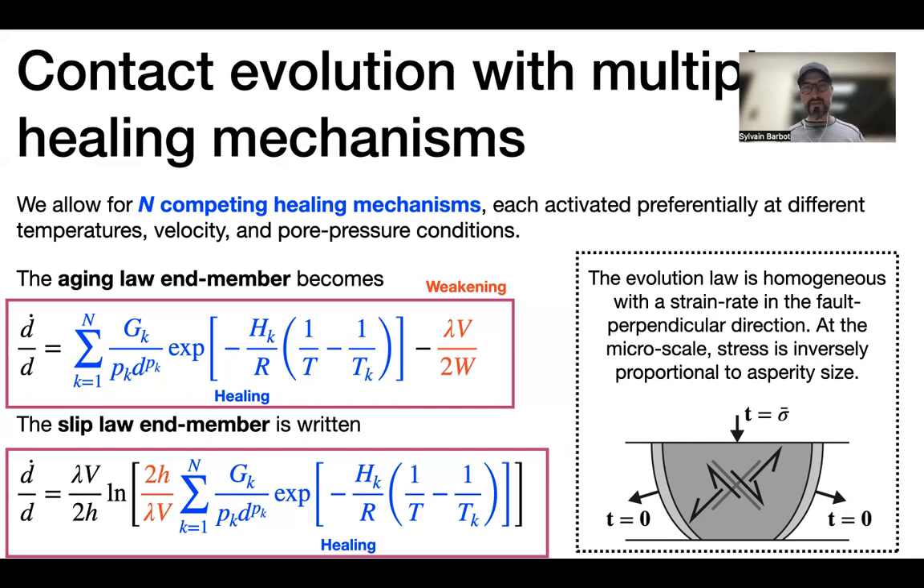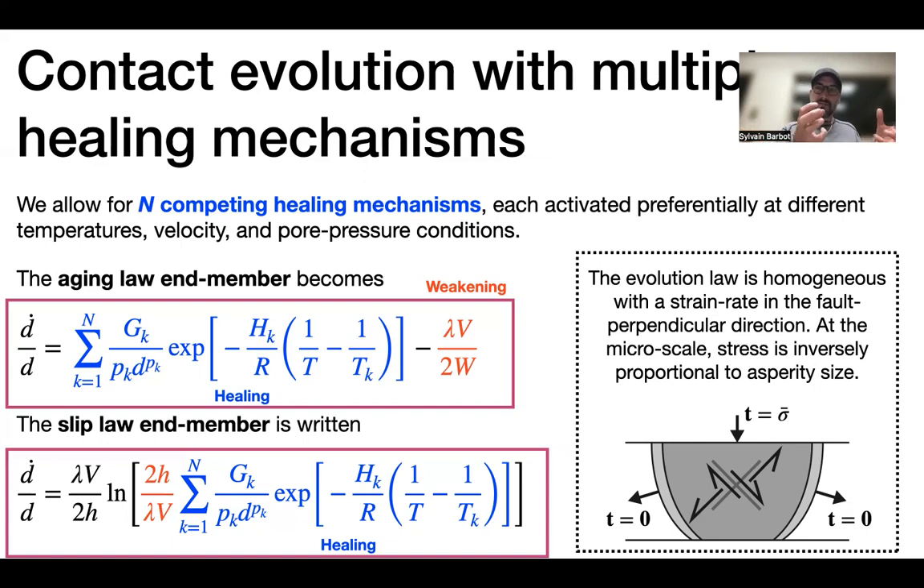So let's consider the aging law end member first. On the left-hand side, you have the rate of change of the size of the contact junctions, and so it is written d dot over d. The overall physical units is strain rate, and so you can consider all the terms on the right-hand side as different strain rates.